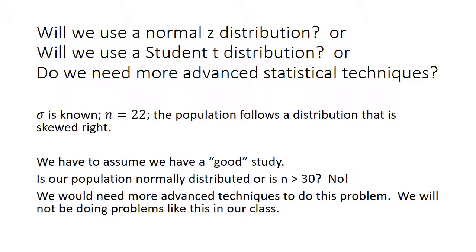Is our sample size big enough, or does our population follow a normal distribution? No, neither of these is true. Our sample, our N, is less than 30. We don't have a big enough sample to account for the fact that the population is not normally distributed. Because the population's not normally distributed, we need a big N. We don't have that. We can't do anything with what we learned from our class. Need more advanced techniques. Somebody else takes care of this problem.